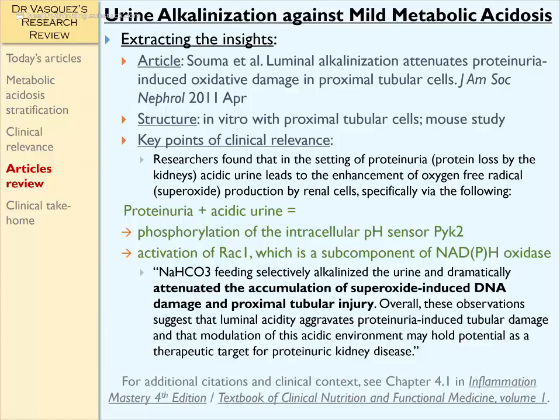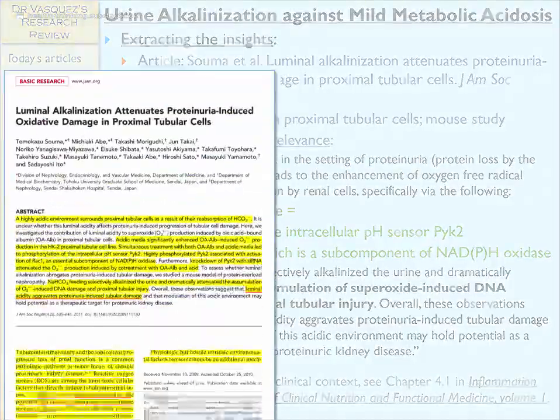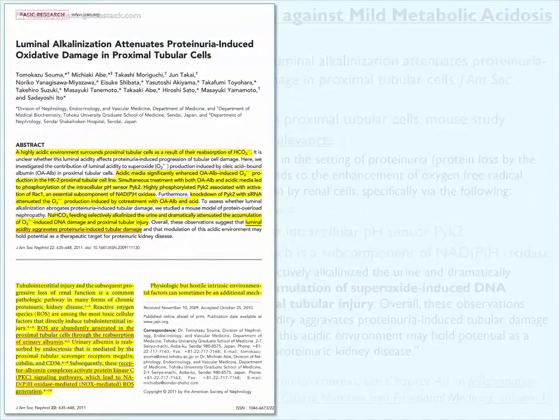Before moving on to the next article, let's take a look at this article itself and also look at one of the diagrams, which I think really helps to explain what's going on in the kidneys when they're faced with a chronically acidic environment. So as you can see here from the first page of the article, the last line in the abstract states, overall, these observations suggest that luminal acidity aggravates proteinuria-induced tubular damage.